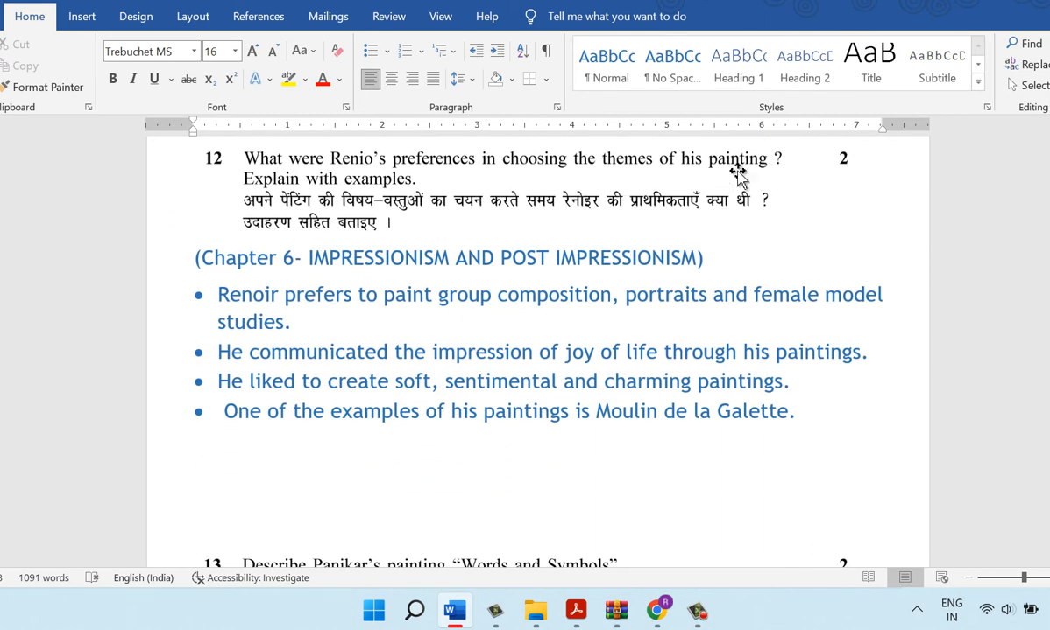What were Renoir's preferences in choosing the themes for his painting? Explain with examples. This is again from Impressionism and Post-Impressionism.